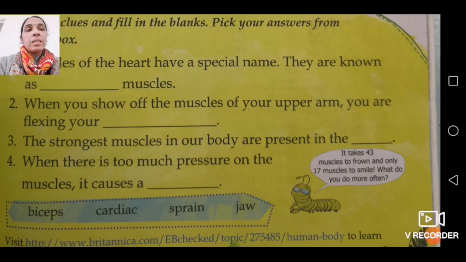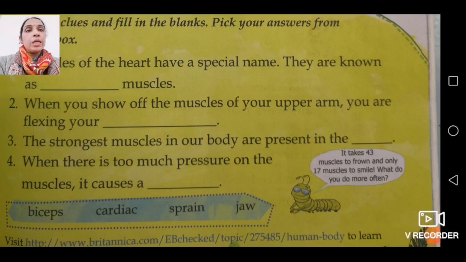Now very important thing, it takes 43 muscles to frown, means to cry, and only 17 muscles to smile. So what do you do more often? What we have seen is that in a human body you require 43 muscles to frown, and only 17 muscles are used to smile. Now what do you do more often? Whether you will cry or you will smile. Any one thing you can decide, and you can do it.